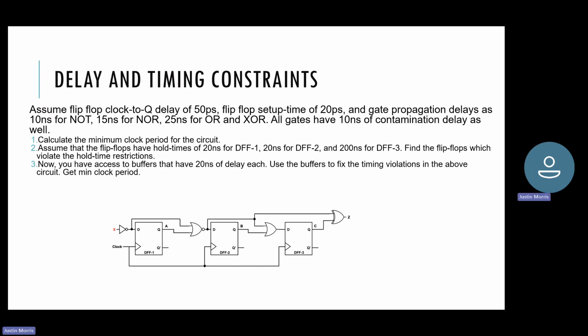We need to find the maximum of this, so we're looking for the longest path in terms of propagation delay. Which path do we look at? X to B is not interesting, right? It's one gate, and it's a NOT gate. We don't really have to look at this. A to D, is that interesting or not? It's also one gate, right? So where are the contending paths?